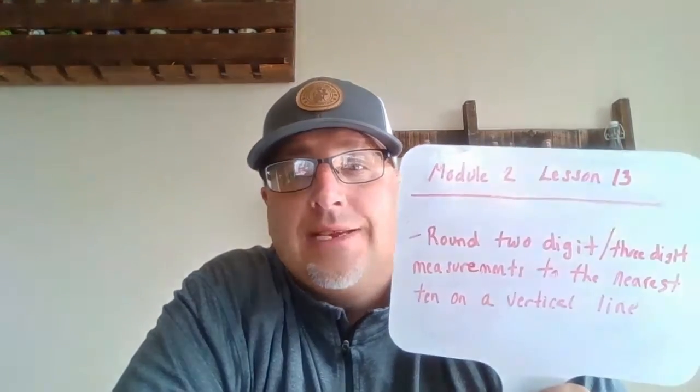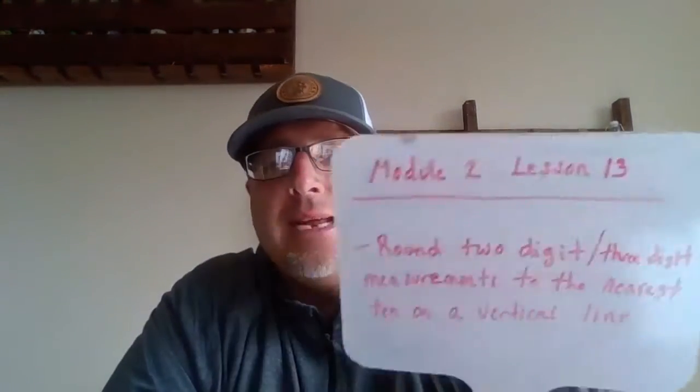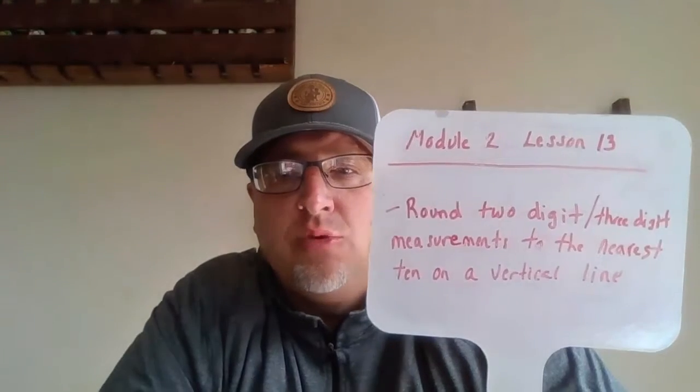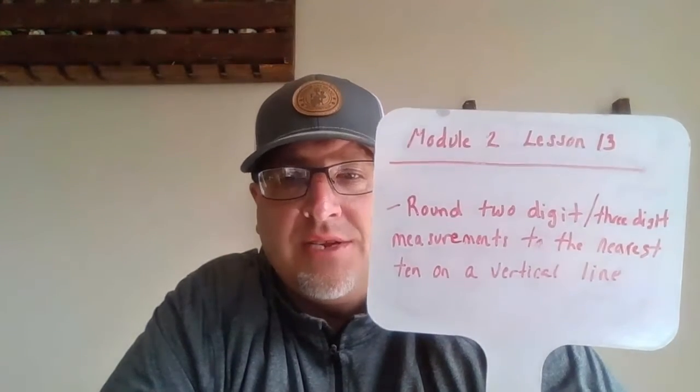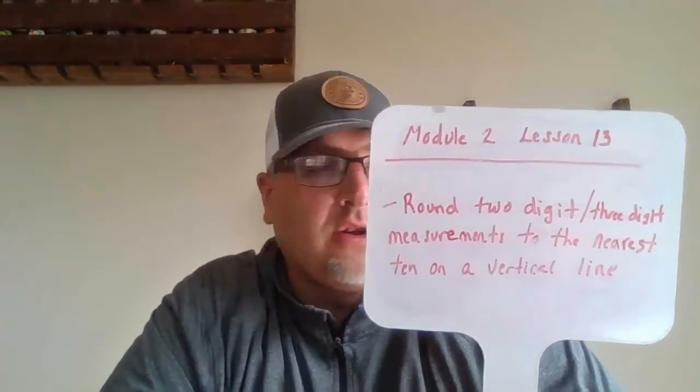Today we are going to go into Module 2, Lesson 13. This is going to piggyback off of the lesson that we did yesterday in which we rounded. Today we're going to look at rounding 2-digit and 3-digit measurements to the nearest 10 on a vertical line. Yesterday we practiced rounding some two-digit numbers on a vertical line. Today we're going to take a look at it with 3-digit numbers, okay?